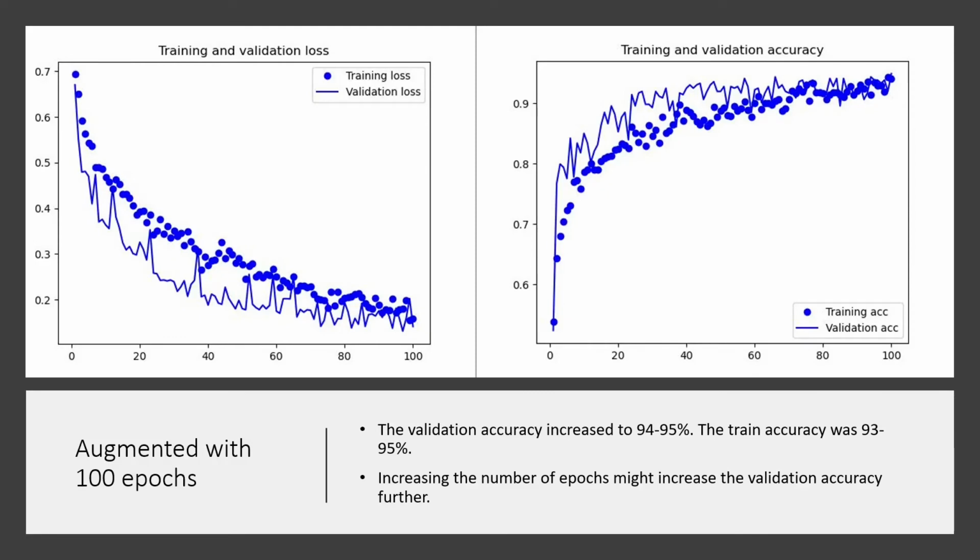So what I did next was I ran the augmented with 100 epochs instead of 30. I was previously doing it with 30, so 100's a lot more. The validation accuracy increased to 94 to 95%, and the train accuracy was 93 to 95. So they're pretty close. This is close enough where doing more epochs might help, but it might not help.